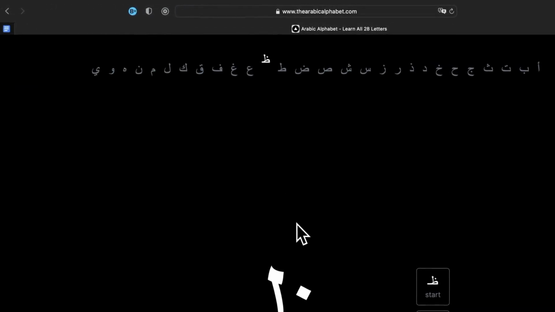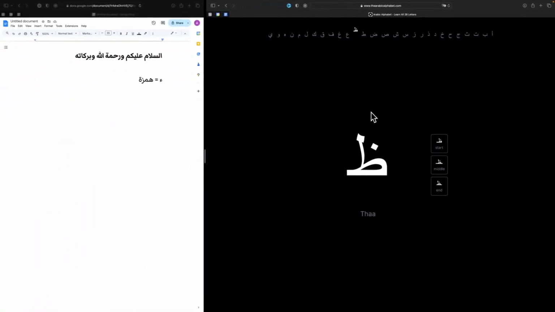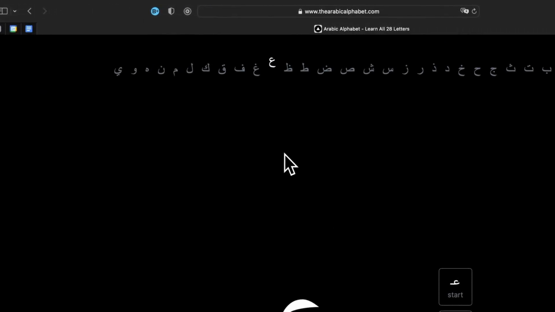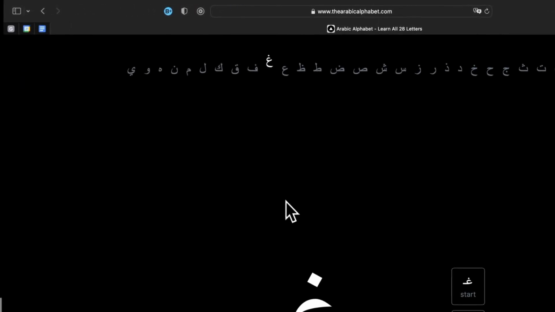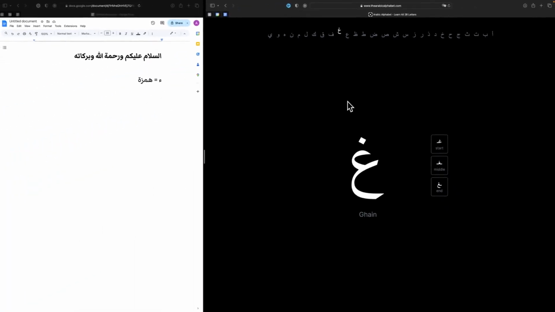The next is Dhaa, which is a deeper the sound, right? The sound we saw in Dhal from this, that, and the. This is a deeper the sound. Next is Ain. Ain comes from deep in the throat. Next is Ain with a dot on it, which is Ghain.